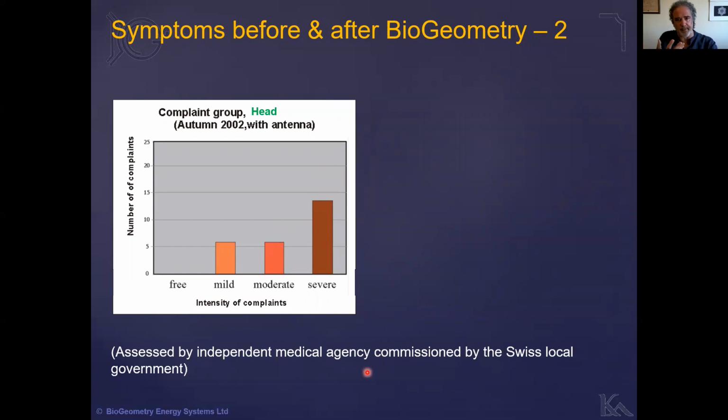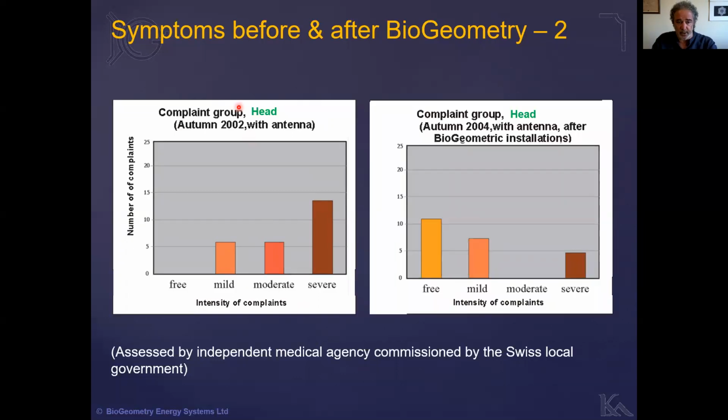Then here we have a similar display of data, this time relating specifically to complaints related to the head. Headaches, buzzing in the ears, etc. And once again, we see in 2002, without the biogeometry, but with the antenna, nobody said that they were free of symptoms. Everybody had some problem going on with their head. Mild, moderate, but a large number here severe. Whereas again, afterwards, a large number this time is free, mild, nobody was moderate, and fewer now had severe symptoms.